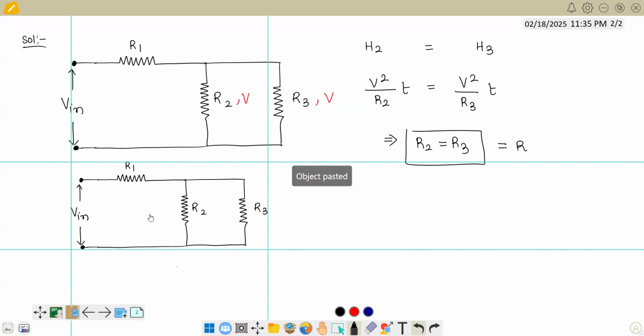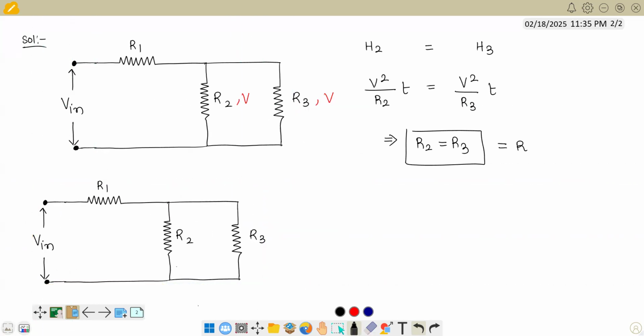So I can redraw this entire thing. In place of R2 and R3, I can just draw R and R now. Once we draw R and R, imagine current I is flowing in the circuit. Because of this, current I started to flow in the circuit. And since both the resistors are exactly equal, in this half current would go, in this half current would go.